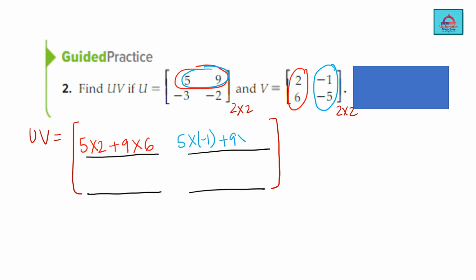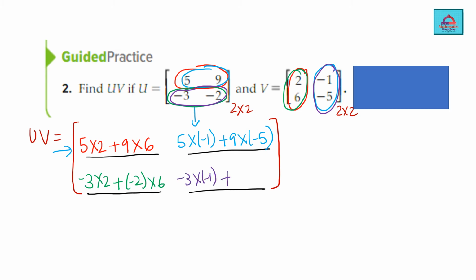So this element is going to be filled. I hope you're understanding how I'm doing first row, second column. So that's why I know I have to fill in here. Next is second row, first column. So negative 3 times 2 plus negative 2 times 6. Last but not the least, second row and second column. So negative 3 with negative 1 plus negative 2 with negative 5. So a lot of signs are involved here. We need to be careful that we are not making any mistake.